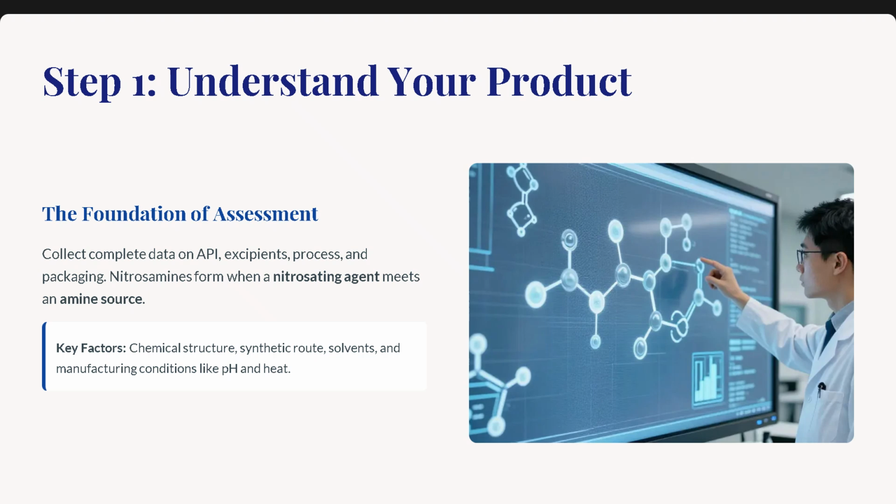You must carefully evaluate the chemical structure of your drug substance, the synthetic route, solvents used, and manufacturing conditions such as pH and temperature. This foundational understanding determines everything that follows. Without this step, the entire risk assessment becomes incomplete.